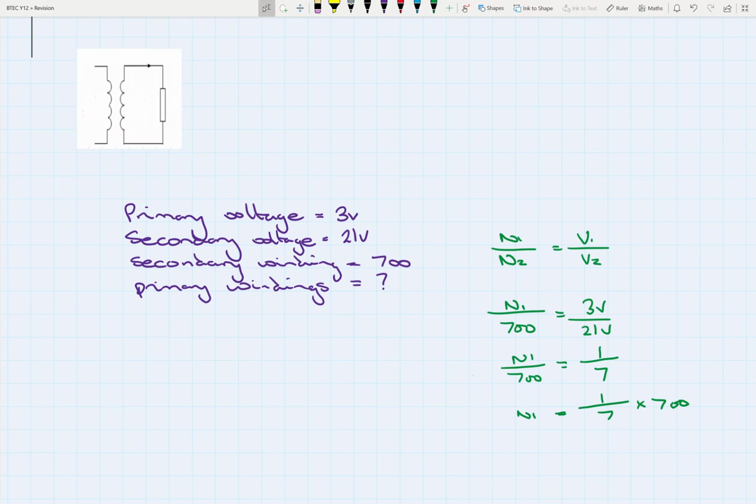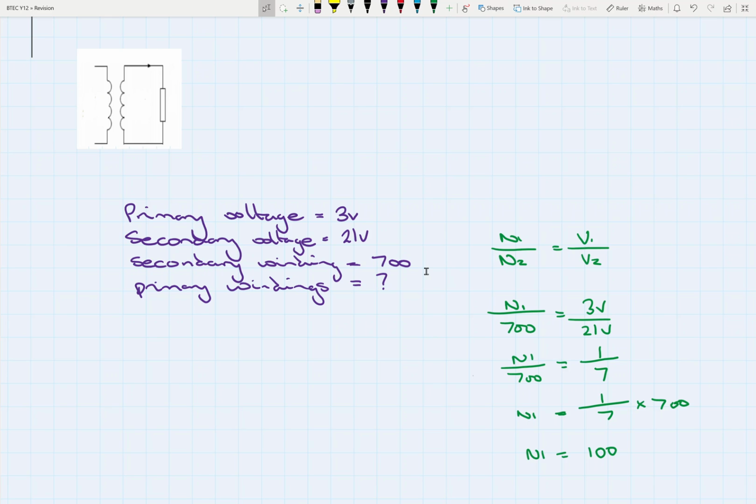Okay, so just finishing off the last little bit there, the number of windings that we've got is 100. Okay, does that work? So we've got 100 windings on the primary. Secondary winding is 700. Is there an increase in windings because we've got an increase in voltage from primary to secondary? Yes, it is. So it looks like we are going in the right direction. So you should always have a clue whether you're going in the right direction or not.